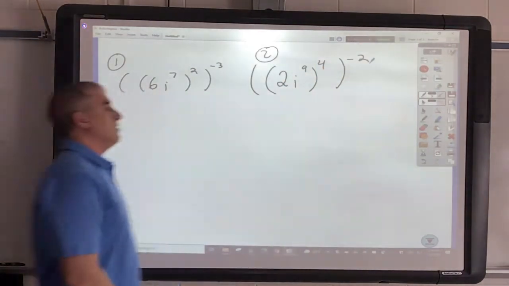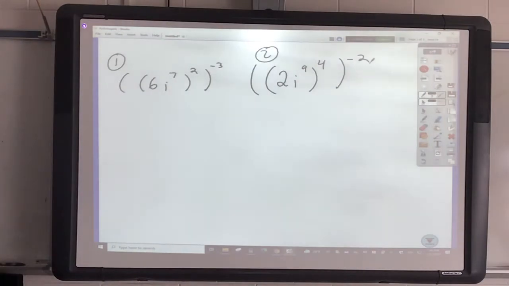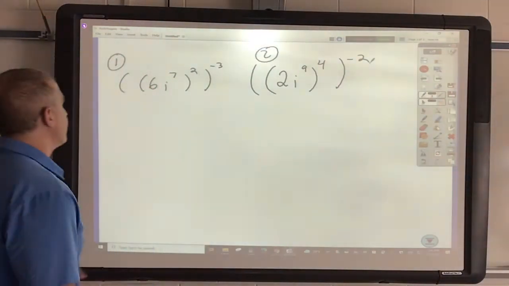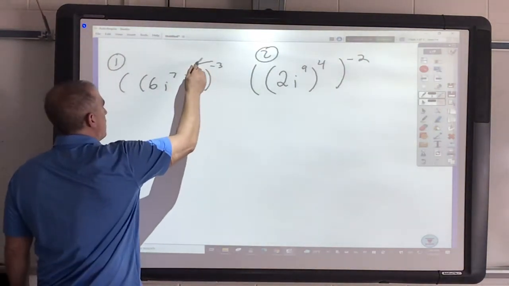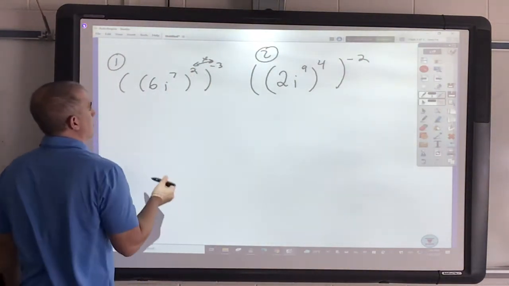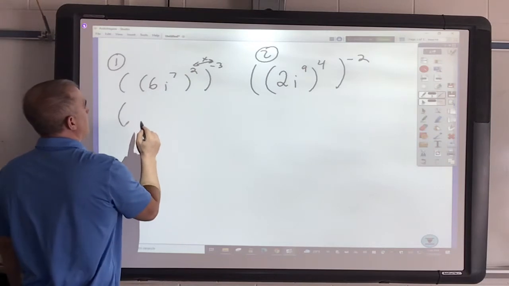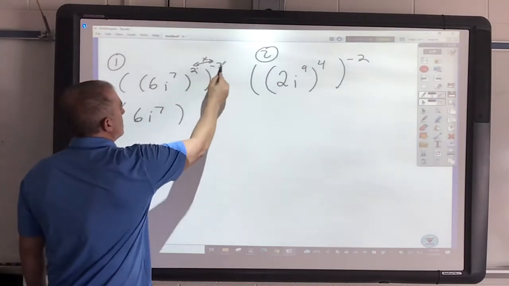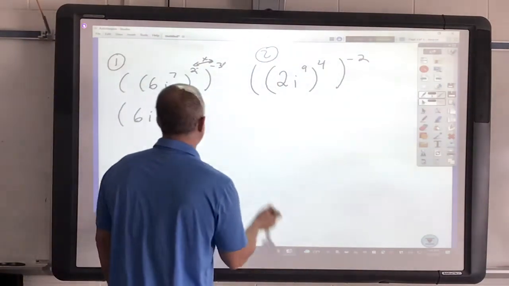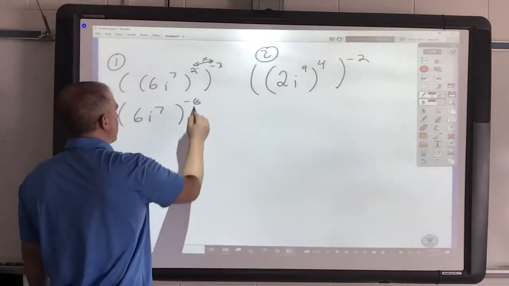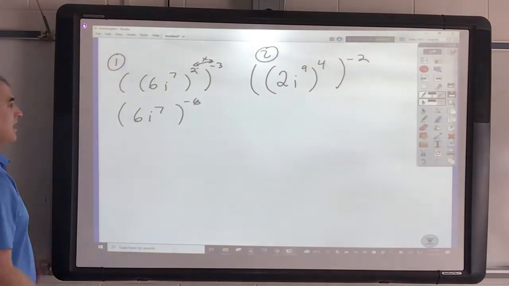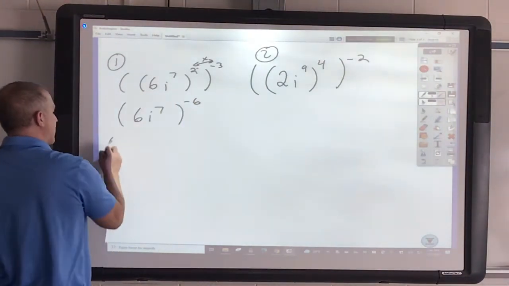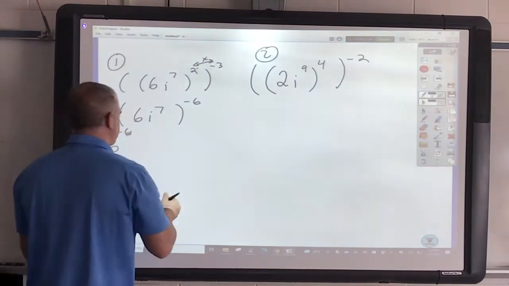Okay, so you've got a double exponent deal going on. The simplest way to handle this is first multiply these two exponents. So I'll now have 6i to the 7th, 2 times negative 3. 2 times negative 3 is negative 6. And now I apply the power rule. The power rule says make this an exponent.